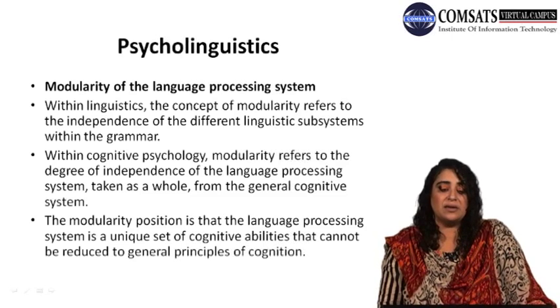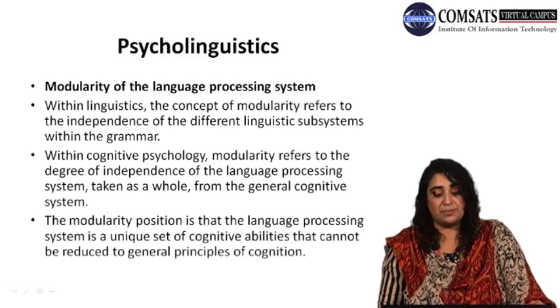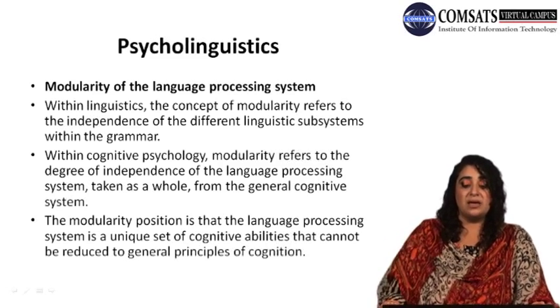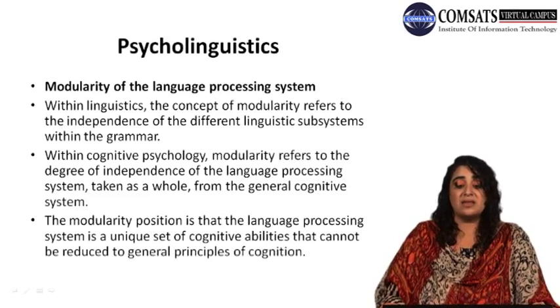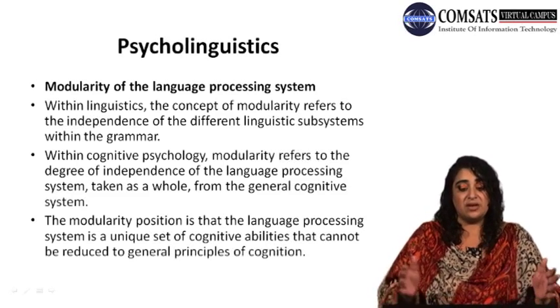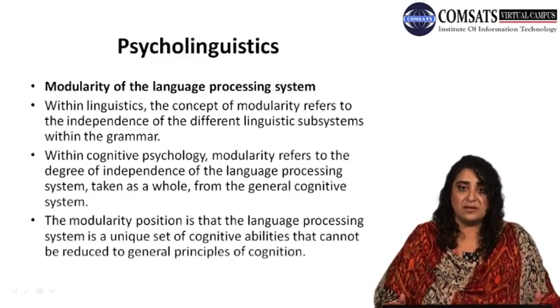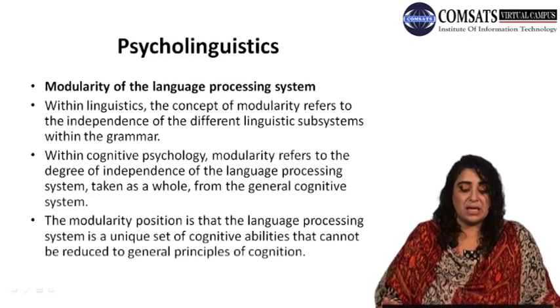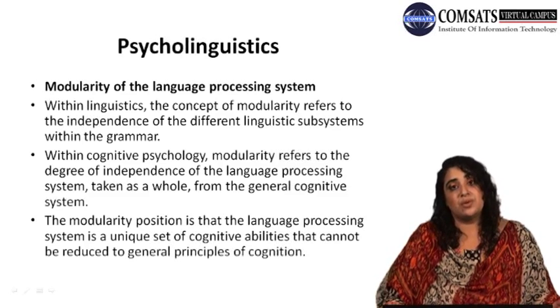Now modularity of the language processing system. If we study modularity in the language processing system, within linguistics the concept of modularity refers to the independence of different linguistic subsystems within the grammar. So within linguistics, if we look at this concept, modularity refers to the independence of the different linguistic subsystems. That is, these different linguistic subsystems become subsystems of the system, and modularity describes this within grammar. Now, within cognitive psychology, modularity refers to the degree of independence of language processing.